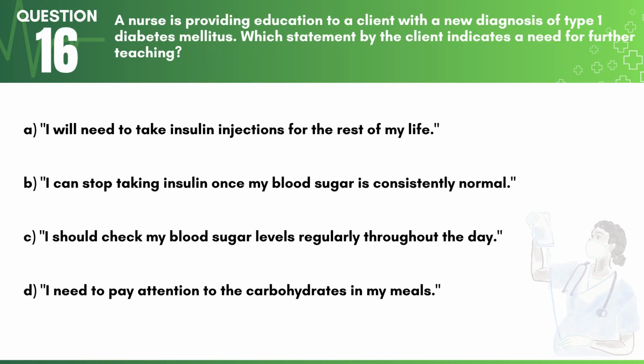Question 16. A nurse is providing education to a client with a new diagnosis of type 1 diabetes mellitus. Which statement by the client indicates a need for further teaching? A. I will need to take insulin injections for the rest of my life. B. I can stop taking insulin once my blood sugar is consistently normal. C. I should check my blood sugar levels regularly throughout the day. D. I need to pay attention to the carbohydrates in my meals.